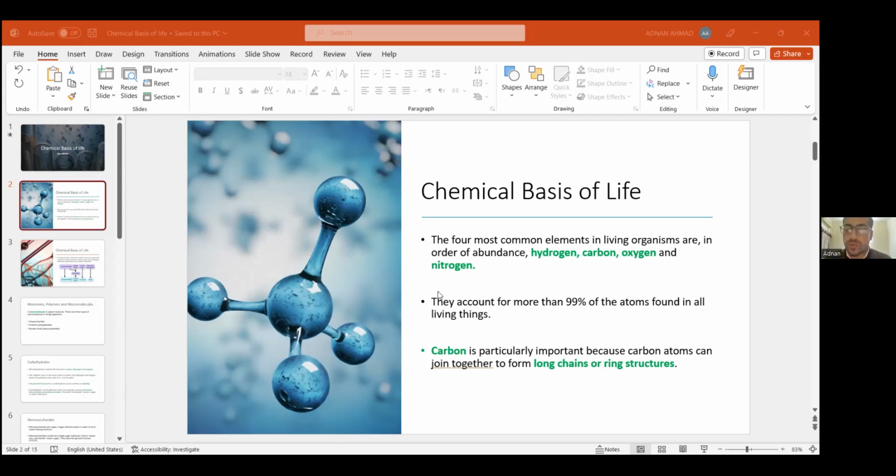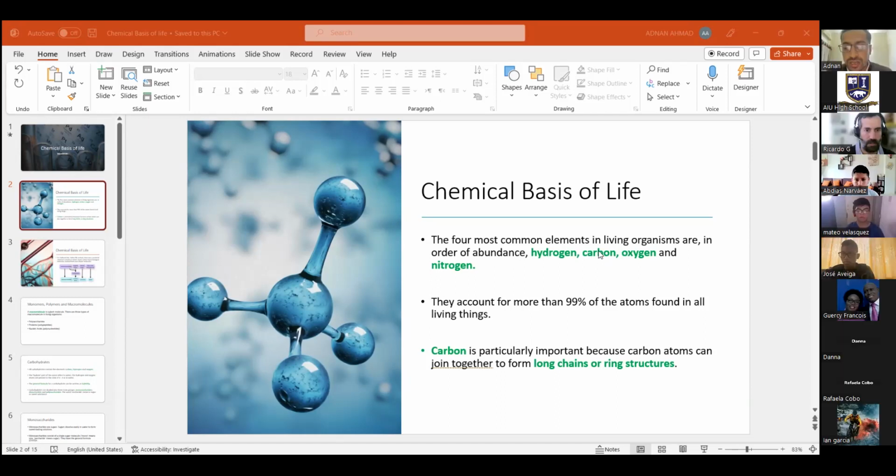Okay, let me explain. Carbon can make 4 bonds, and this is the main property that makes it an essential biomolecule. The ability of a carbon atom to link with other atoms, as we will see in a minute, with other carbon atoms. A single carbon atom can make bonds with other carbon atoms and oxygen and nitrogen and hydrogen. So they account for more than 99% of the atoms found in living things.